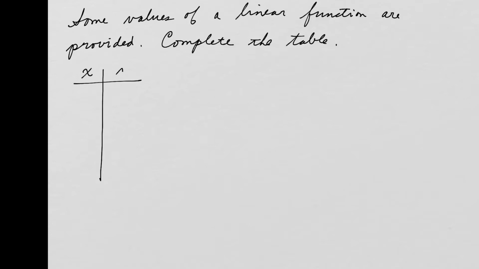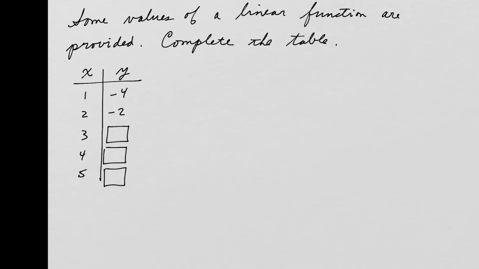So x is my input, y is my output. Let's say I have 1, 2, 3, 4, 5. And then I have -4, -2. And let's say these are unknown. I'll just do squares here for unknown. So we want to complete the table. We want to fill in those values in those squares there. Okay, so how do we do that?